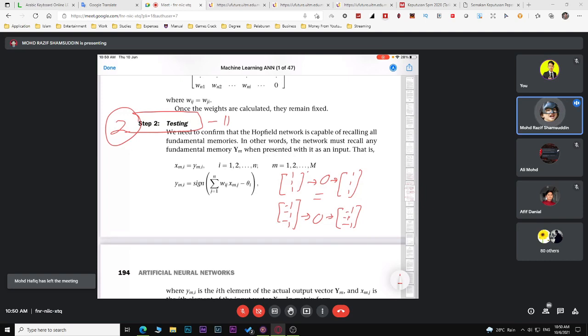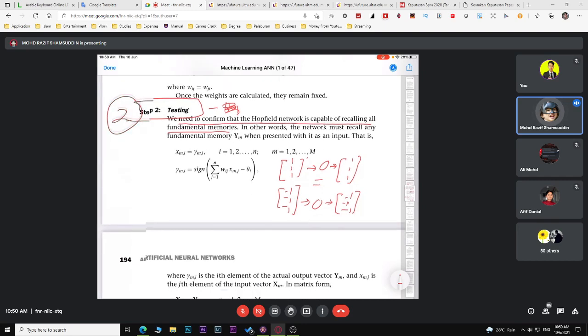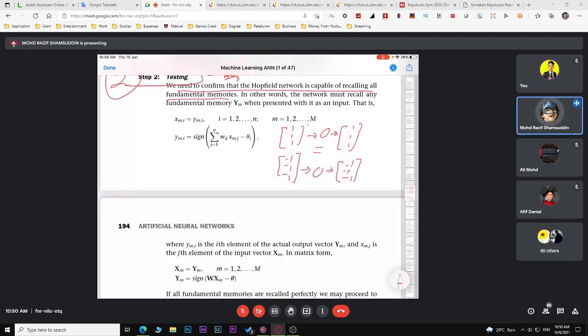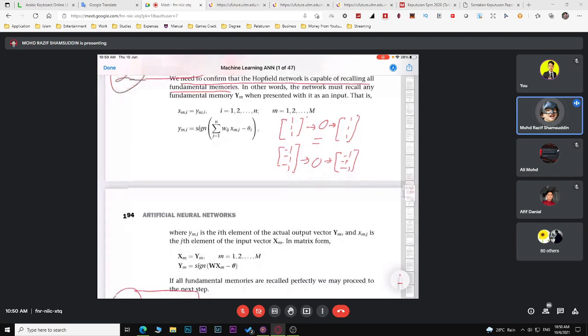Apa gunanya kan? Tak apa, don't worry. Semua ada explanation dia. So, kita nak test. We need to confirm, nampak tak? We need to confirm that the Hopfield network is capable of recalling all fundamental memory. Senang, dah ada dah tulis kat situ. Okay. Nak make sure je. Alright, so kalau fundamental memory kita ada lebih daripada 2, kita kena test lah untuk semua fundamental memory.